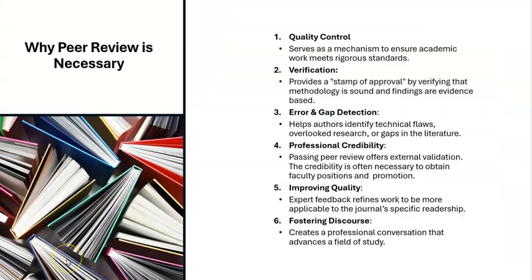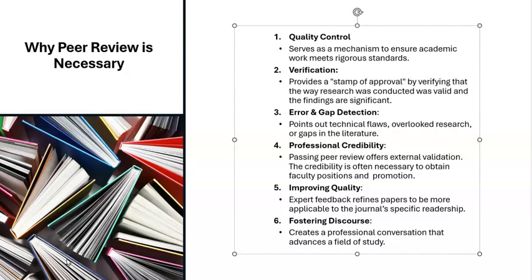Peer review is necessary in academia. There are basic six reasons: quality control, verification, error and gap detection, professional credibility, improving quality, and fostering discourse. So I will start with one, quality control. Those who are in academia already have high expectations for our scholarly community, and then we serve as gatekeepers to keep the quality high.